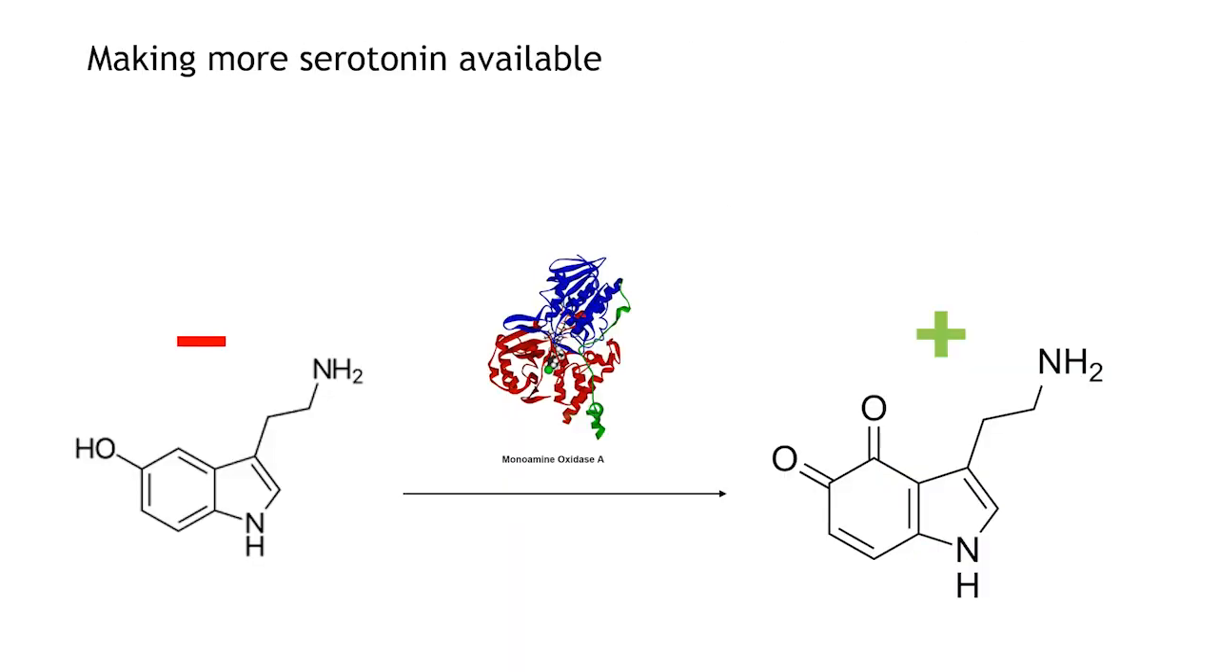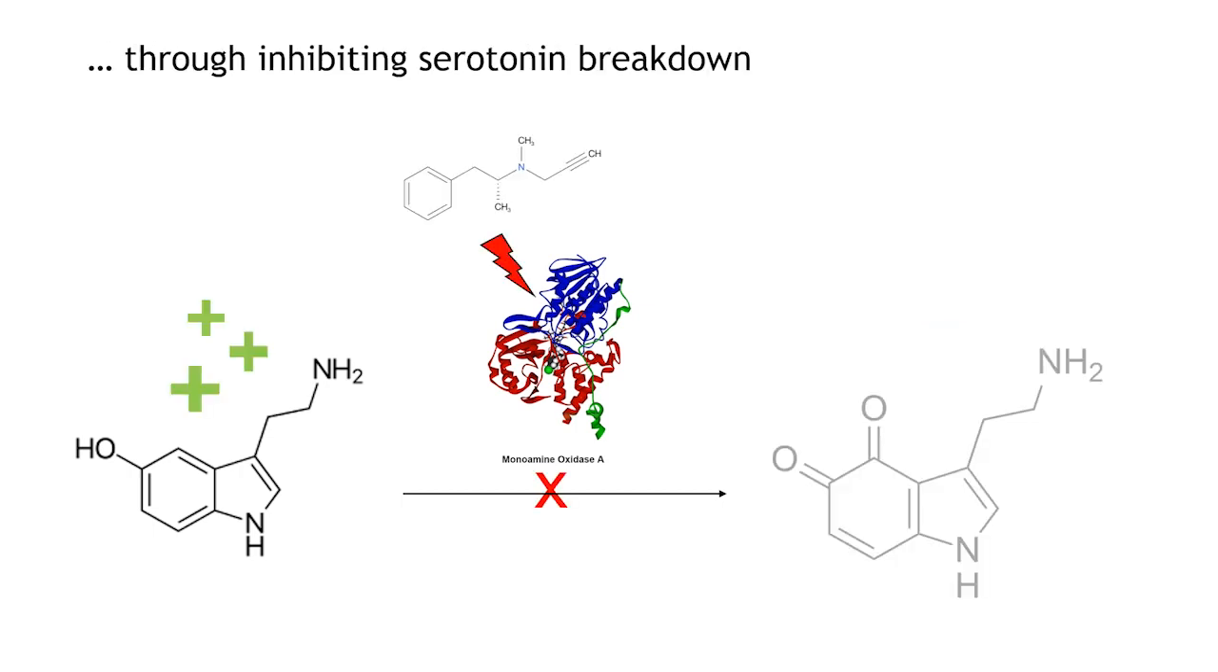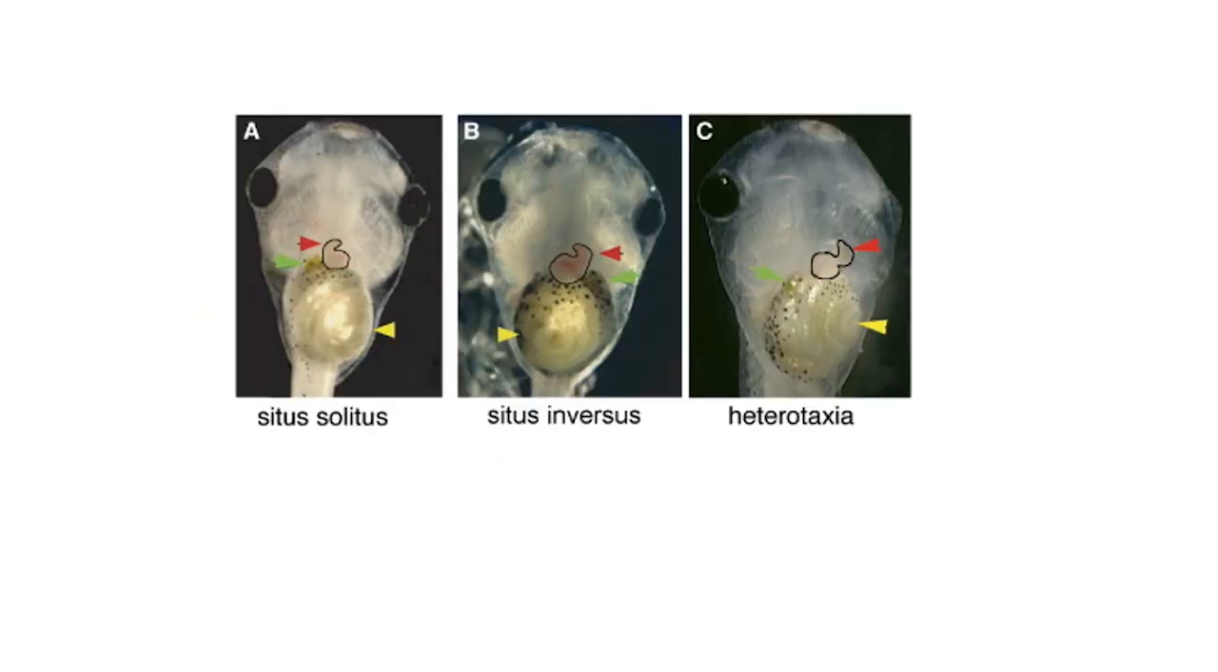The researchers also did the opposite, which is upregulating the levels of serotonin, but not by adding serotonin itself, because that usually doesn't work. Rather, in the cells, serotonin is broken down by monoamine oxidase. The researchers then just inhibited this enzyme, and that means that more serotonin is floating around in the cell and not being broken down. They then let the embryos develop a bit and scored on which side the organs were forming.